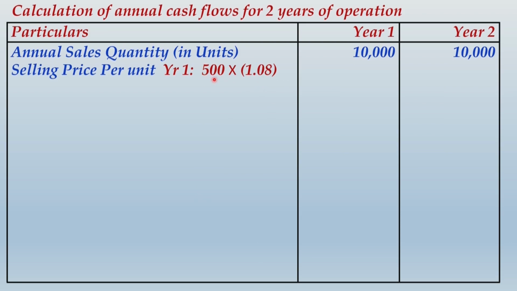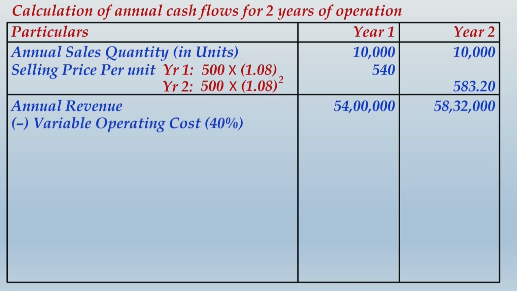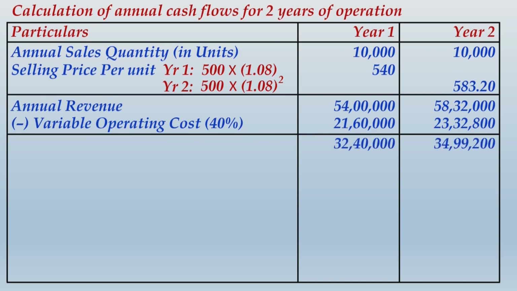This was the price given as base price, that was the real cash flow kind of price. Inflation has to be accommodated. So 500 into 1.08 would give you 540 as the price for the first year, and for the second year it will be 500 into 1.08 squared and that would give you 583.20. Multiplying the number of units by the selling price per unit would give you annual revenue in Chinese yuan. From this you subtract the variable operating cost, which is 40%, and then what you get is the contribution part.